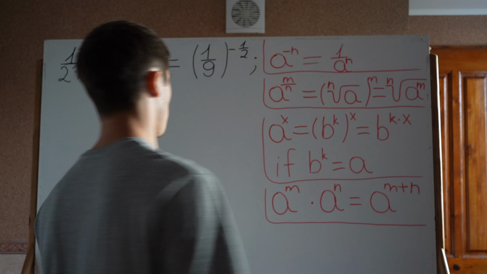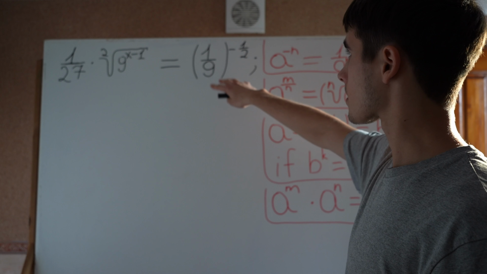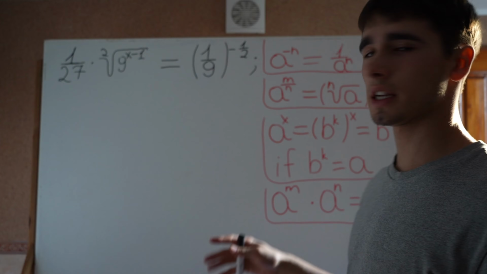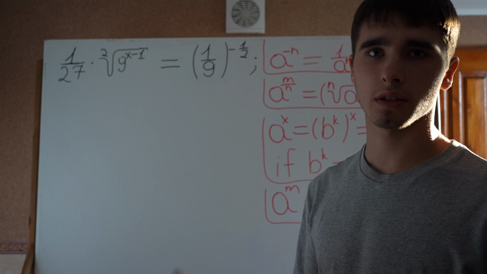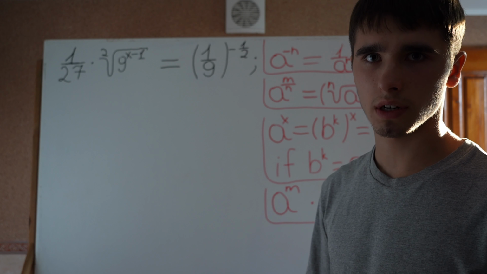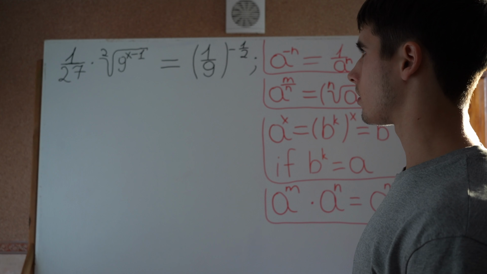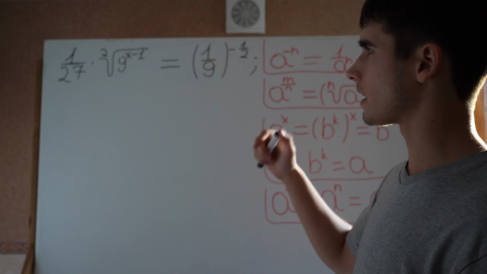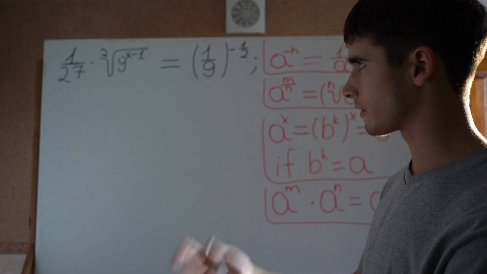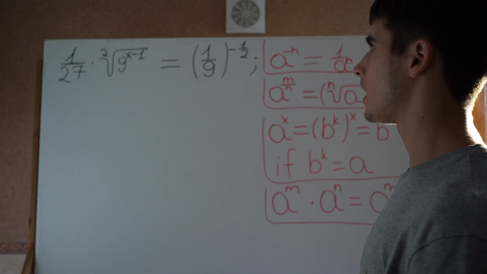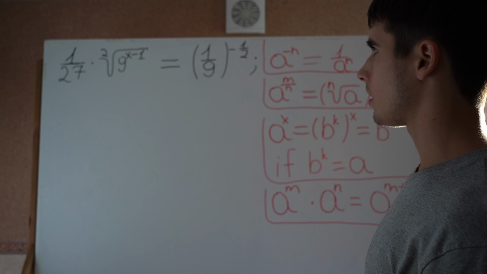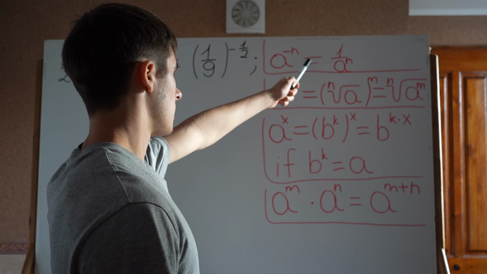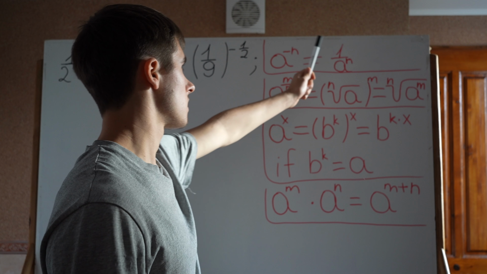So let's start. As you can see, every number in this equation has some potential to be represented as 3 raised to a certain power. Let's start from the first number. It's probably the easiest one to transform into something more acceptable. I will use this formula. In this case, we transform this into this.